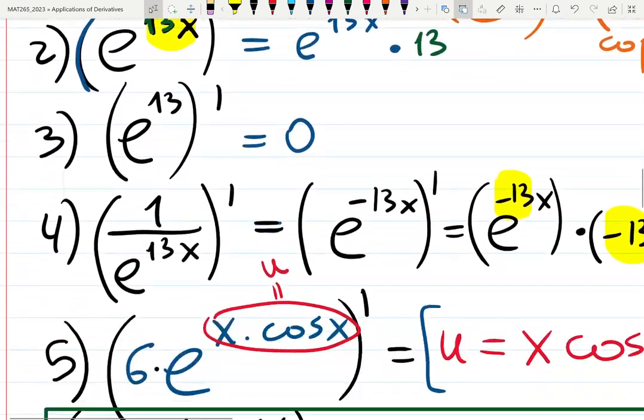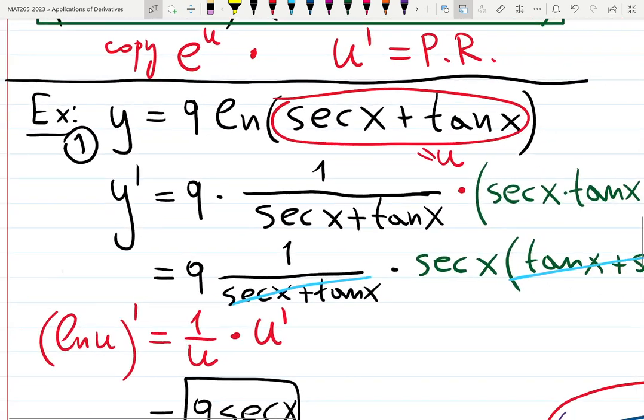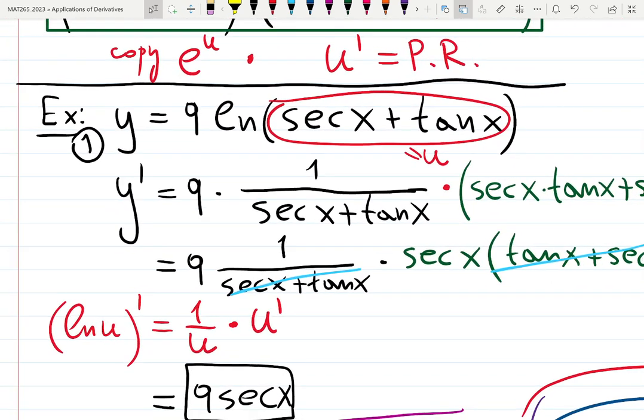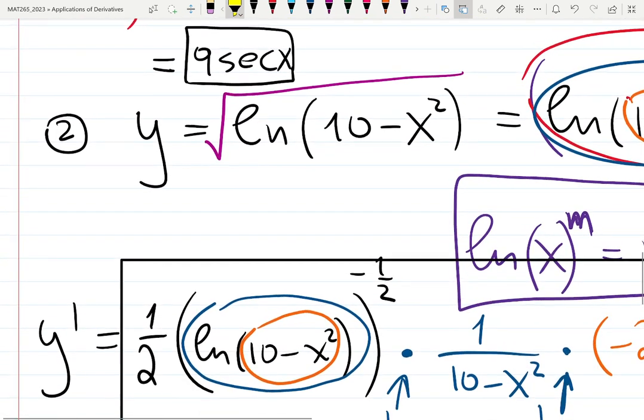Polynomials, exponentials, we practiced that. To the cosine, product rule. I did this weird example, log of secant x plus tangent x. Still, 1 over everything, so you don't get too scared about it. You do 1 over everything, and then times the derivative of the function inside. We even did square root.